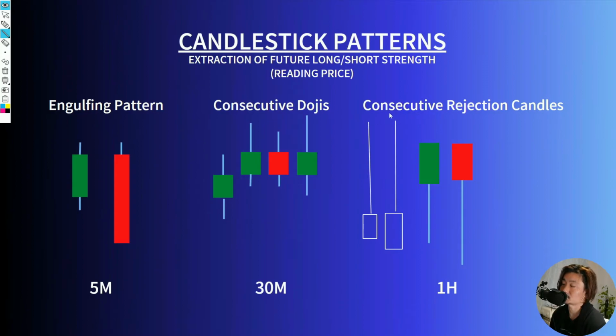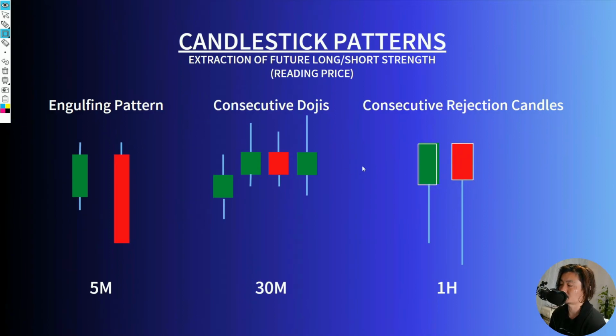Okay, and in order to spot these consecutive rejection candles, first of all, the color of the body is of no consequence. Rather, you want to pay attention to how long the wicks are on the bottom side in this example right here. And the longer, the better. The other thing you want to be looking for is that the more consecutive rejection candles you get, the more it confirms legitimate consecutive rejection candles.